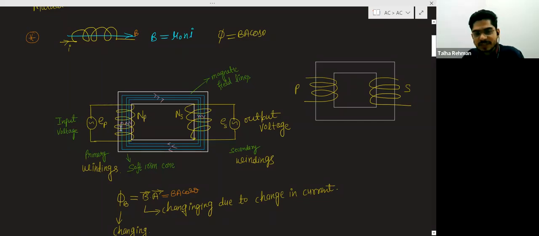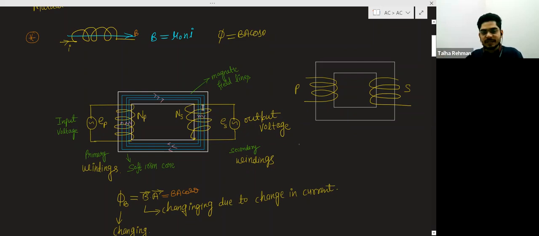What is happening here? Basically, the current is changing here, but here is the induced current, and due to that induced current, there will be the induced EMF here. Or you can say you are changing the current here, so due to that current, there will be a change.